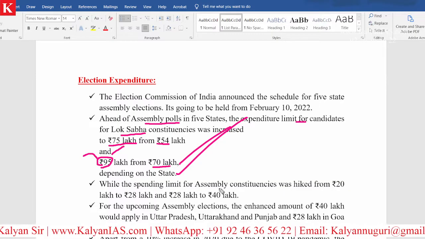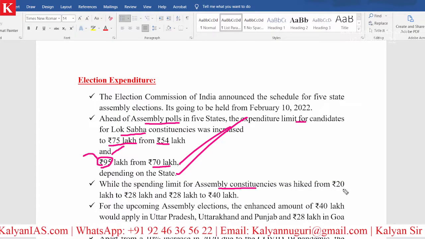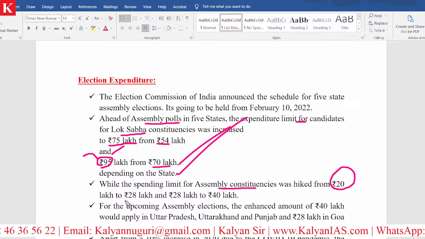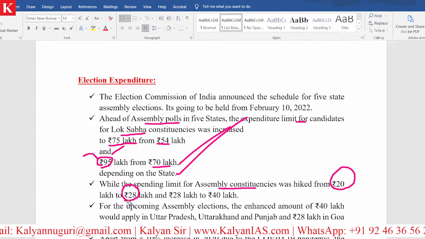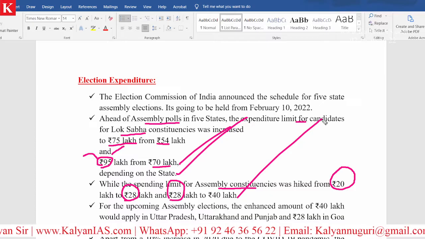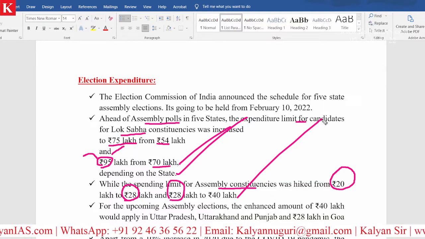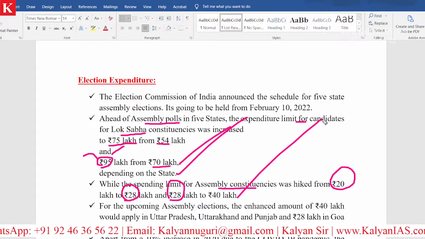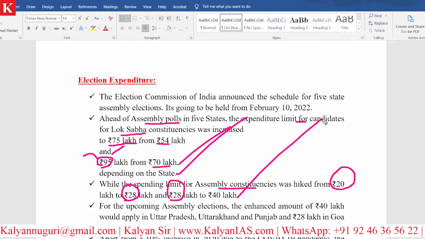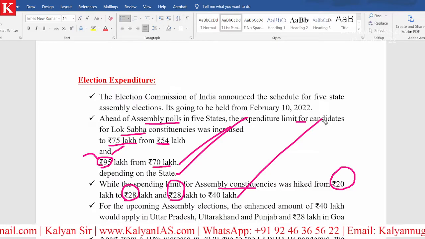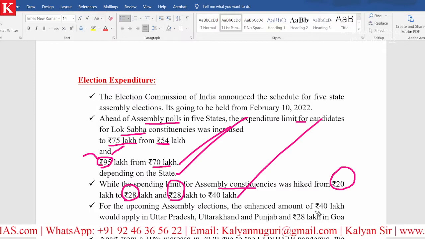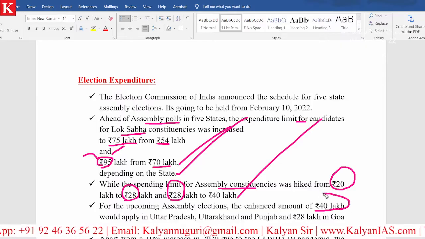Similarly, with respect to assembly constituencies, it was hiked from 20 lakhs. Right? Earlier, where it was 20 lakhs, it has been enhanced to 28 lakhs. And where it was 28 lakhs earlier, it has been enhanced to 40 lakhs. Very, very important one. Just now I told you in the beginning of the class, very soon there are going to be elections for 5 different states in India. There, what is the permitted expenditure? Let's have a look at this. For certain states, from 28 lakhs it has been enhanced to 40 lakhs.